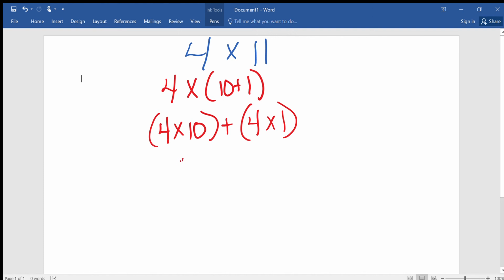So 4 times 10 is 40. 4 times 1 is 4. 40 plus 4 is 44. So 4 times 11 equals 44. No matter whether you broke apart the 4 or broke apart the 11 or what add-ins you broke them into, you should have gotten 44. And if you did not, then you need to go back and look and see what mistakes you made.